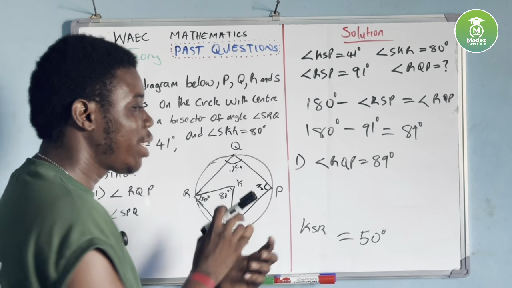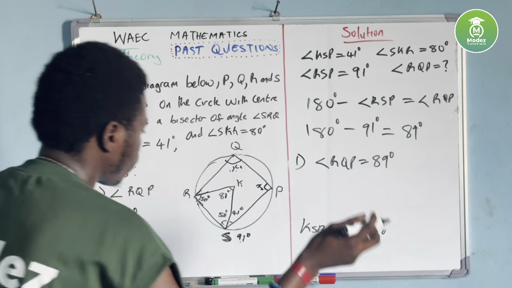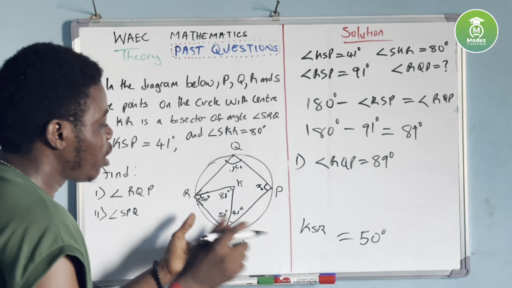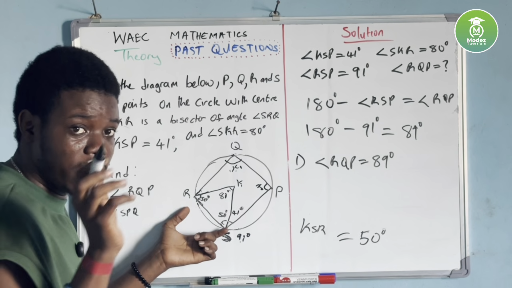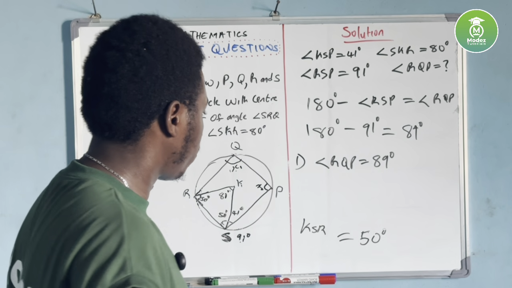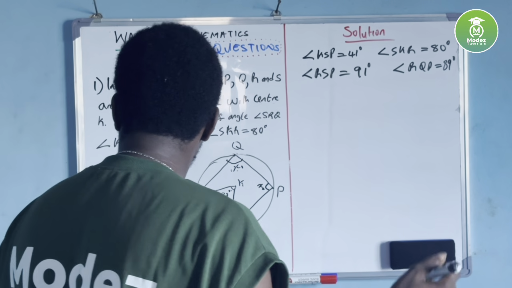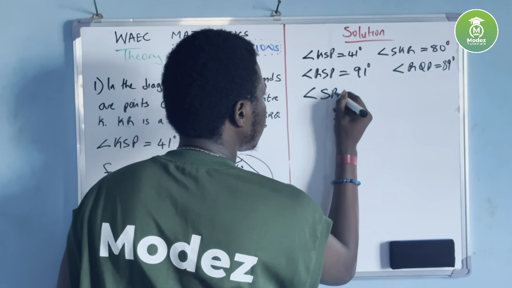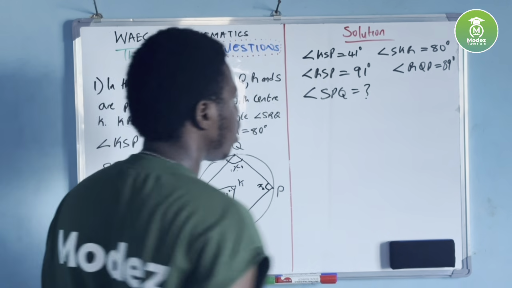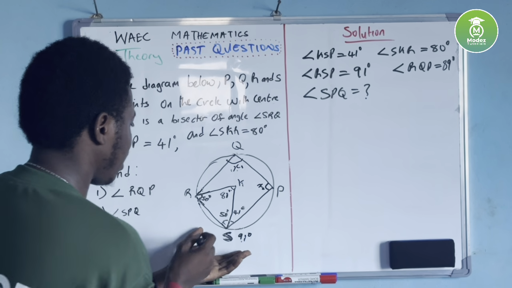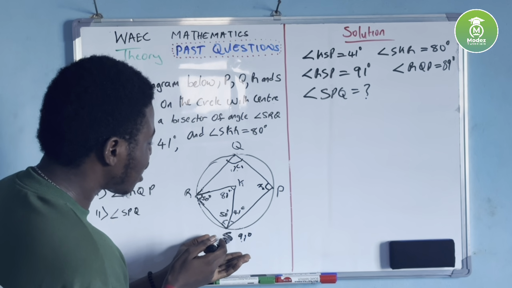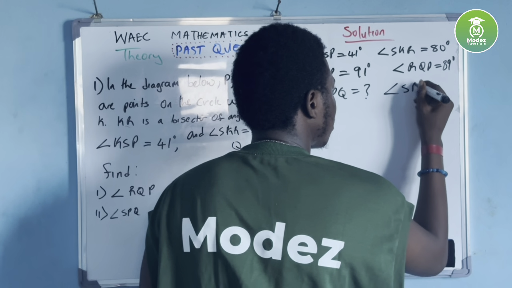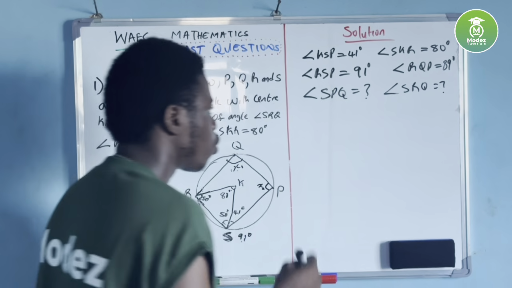Now, let's go to SPQ. SPQ is also the same thing. But there's another logic that applies to this. The reason why we had to look for this first, I will explain it better when we are looking for SPQ. Let's move. Now, to find angle SPQ, watch this closely. Don't forget that there is this angle here, SRQ. This particular angle, SRQ, you need to find this angle to be able to look for this angle.